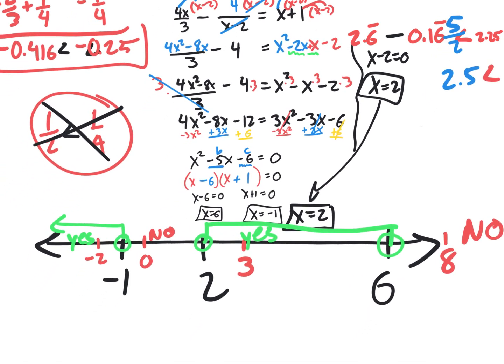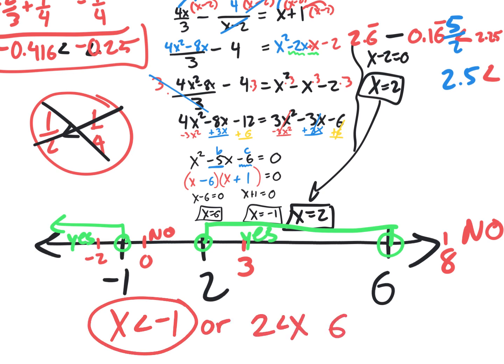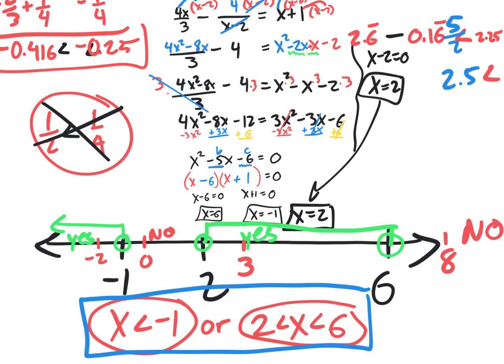So with all of that work, it's beautiful, isn't it? We're going to write our answer. Our final answer is going to be the inequality x is less than -1. And then you're going to put the word or, and then you're going to put the compound inequality 2 less than x less than 6, x in the middle. So this entire thing is your answer. X is less than -1, or x is between 2 and 6 as a compound inequality. It doesn't get crazier than that.